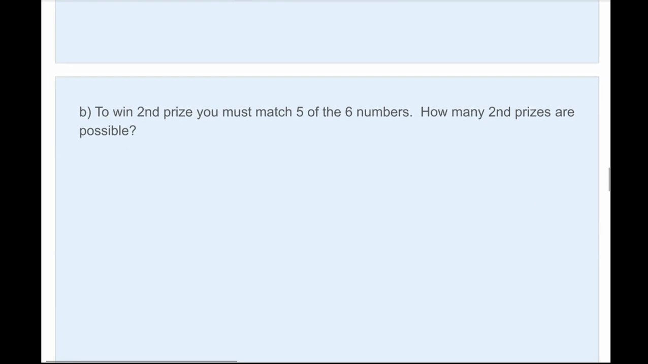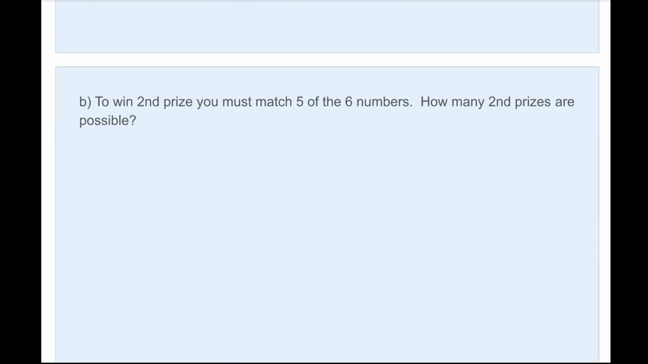B, to win second prize, you must match 5 of the 6 numbers. How many second prizes are possible? So this might be something similar to our NA, if we were looking for the probability of winning second prize. So we have 2 parts here. We have our winning numbers, and we have our losing numbers.